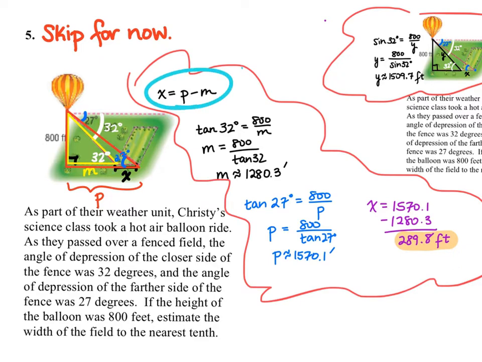So in the yellow triangle, tangent 32 is equal to 800 over m, opposite over adjacent. And then in the red triangle, tangent 27 is 800 over p. So again, tangent's opposite over adjacent. And then once you solve for those two values, you can simply subtract them, and that will be the answer that you're looking for.